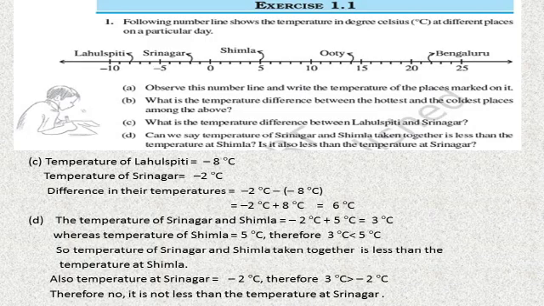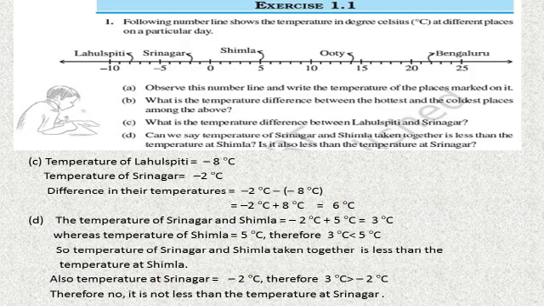Now, the temperature of Shimla is given to us as 5 degrees Celsius. So comparing the two temperatures, 3 degrees Celsius is less than 5 degrees Celsius. So here comes the answer to the first part of this. The temperature of Srinagar and Shimla taken together, yes, it is less than the temperature at Shimla.